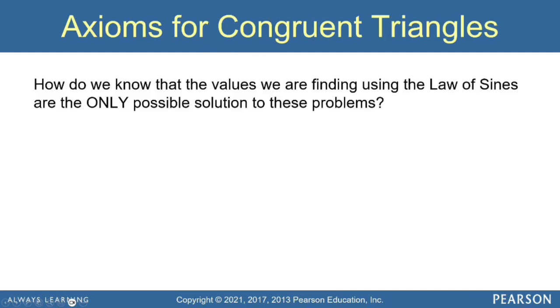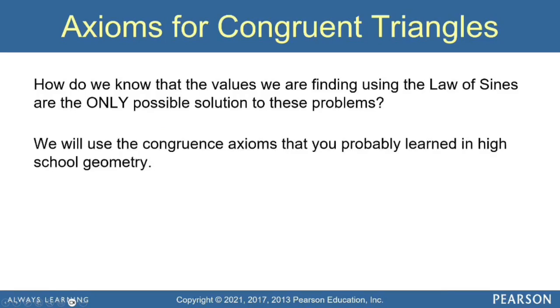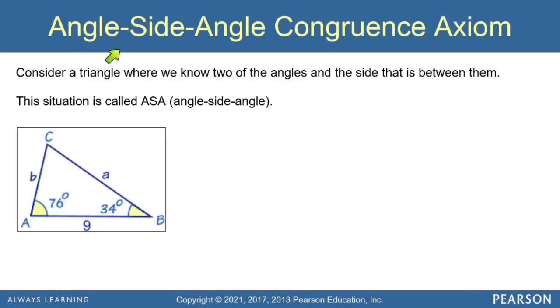Now let's talk about some axioms for congruent triangles. So I want you to think about this question. How do we know that the values that we're finding using the law of sines are the only possible correct values for these problems? Well, the good news is that we know because of the congruence axioms that you probably learned in high school geometry, but you probably haven't thought about them in a while, so let's look at them together. Let's start with the angle-side-angle congruence axiom.